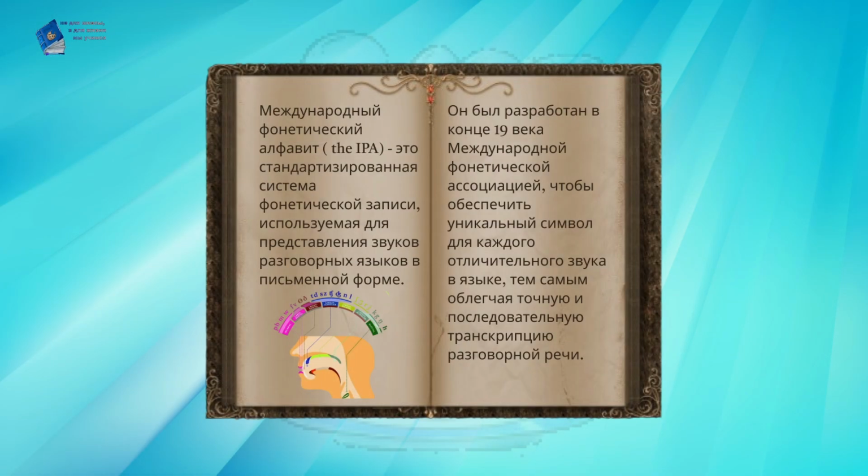The International Phonetic Alphabet, the IPA, is a standardized system of phonetic notation used to represent the sounds of spoken languages in written form. It was developed in the late 19th century by the International Phonetic Association to provide a unique symbol for each distinctive sound in a language, thereby facilitating accurate and consistent transcription of spoken language.